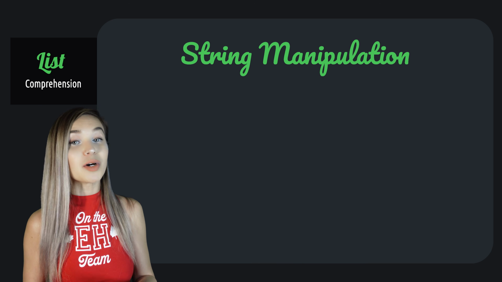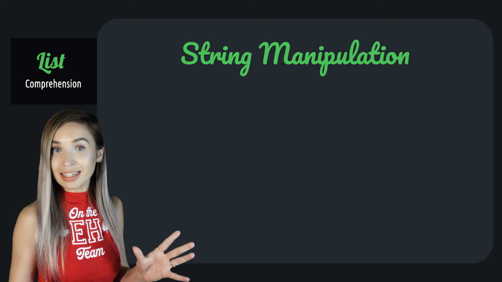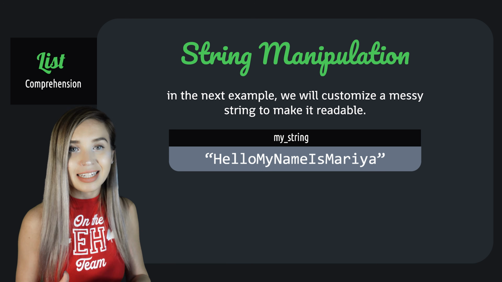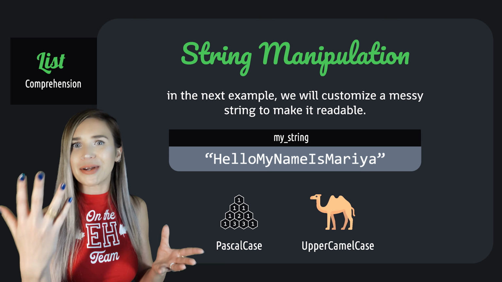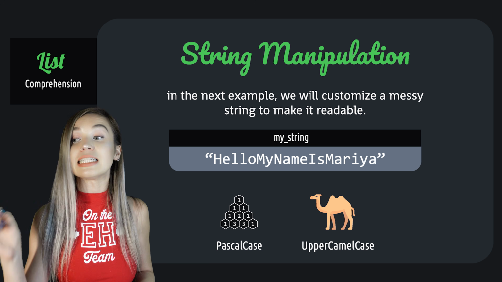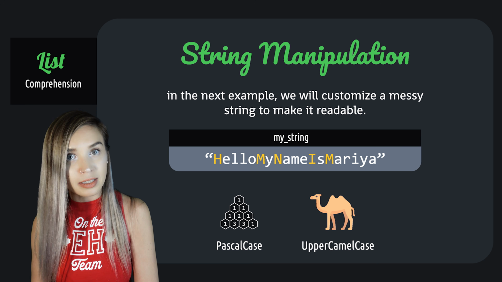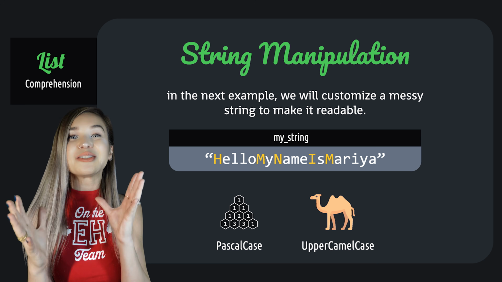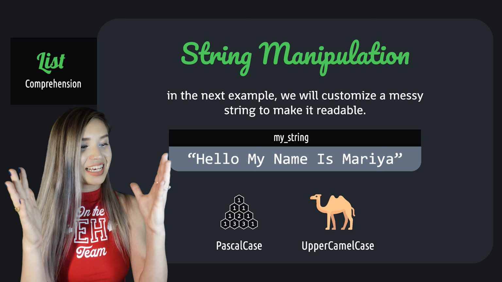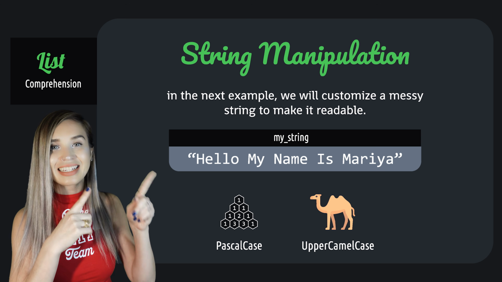Now this time, we will see an example of string manipulation. So we will begin with a very messy string in Pascal case or upper camel case, which basically means that it has no spaces and an uppercase character indicates the beginning of a word. So our goal here is to manually add some space characters in front of every word and then store the result back to my string.